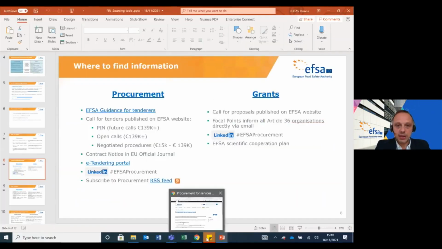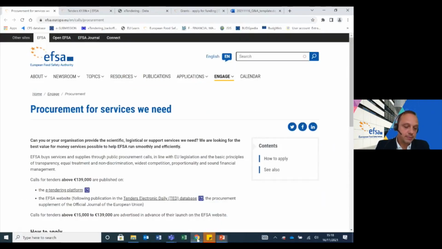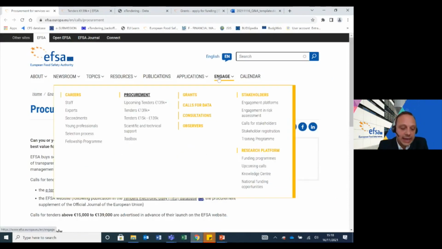and in particular the procurement part of our website. So this is our landing page, and under the Engage tab, you can see the three categories that I just mentioned: the upcoming tenders, where you find the pre-information notices, then the tenders above threshold, the open calls, and the tenders between 15,000 and 139,000, the negotiated procedure.